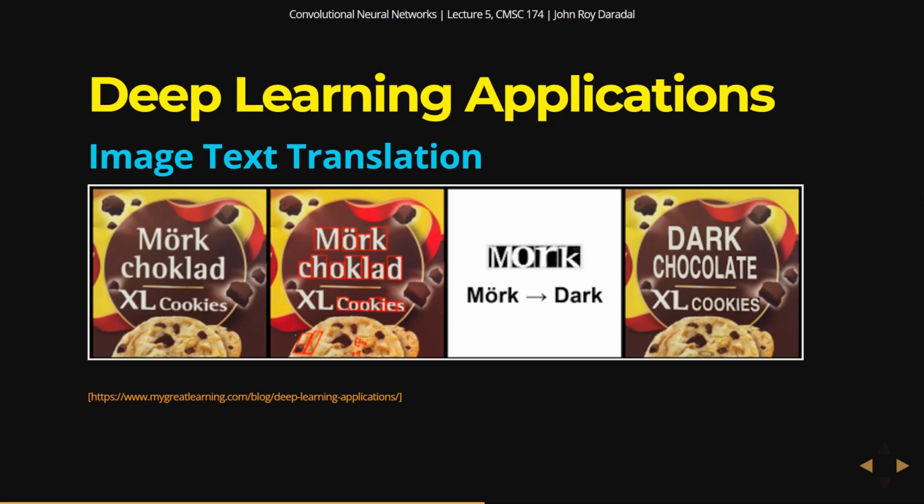And then you also have a combination of image and text. So you have image text translation. You can point the camera at, let's say, this box, and then it will figure out that there are some words there. So Mork Chocolate means dark chocolate. So it can automatically translate even if it's an image. So it's a combination of optical character recognition and then the translation, of course.